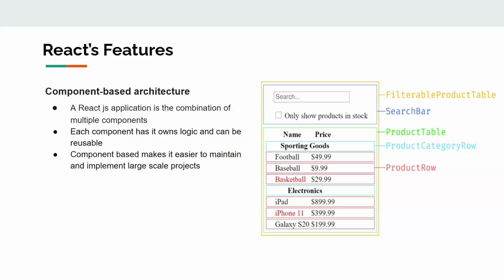For example, on the right here, we have filterable product table as a big component. It has search bar and product table as the children component. Product category row and product row are also nested inside the product table. We also can take any component here and reuse them anywhere else on the app. Component base makes it easier to maintain and implement large-scale projects.